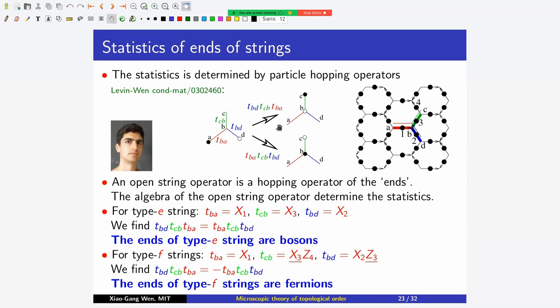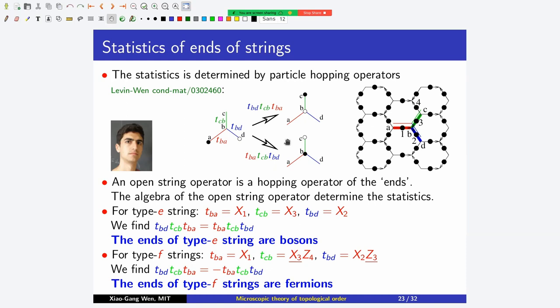Recently, I think this picture has been generalized to string excitations. For string excitations, you also have an operator which changes the shape of the string. The algebra of this string shape changing operator can also be fermionic. So there is a notion that some strings can also be fermionic. But for particles, it's simpler.